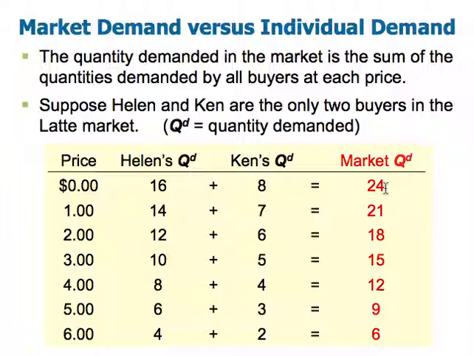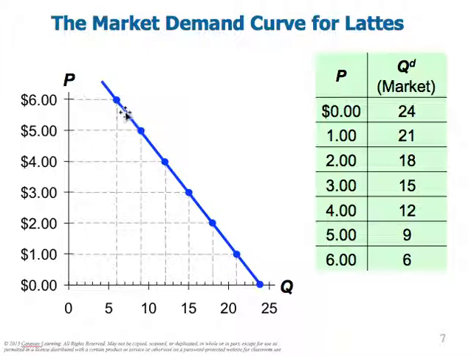So the basic idea here is that you collect the information about the quantity demanded of all individuals, then you sum them up, and that gives you the market quantity demanded. For every price we have the market quantity demanded. For example, when the price is $5, Helen's quantity demanded is 6 and Ken's is 3. If you sum them up, the market quantity demanded is 9 when the price equals $5. By plotting the price and the market quantity demanded, you can find the market demand curve.